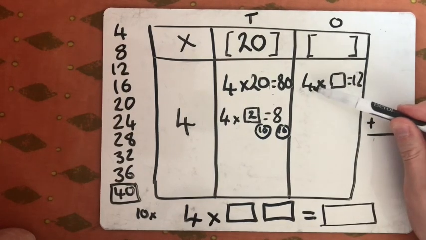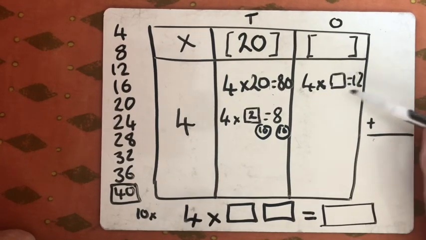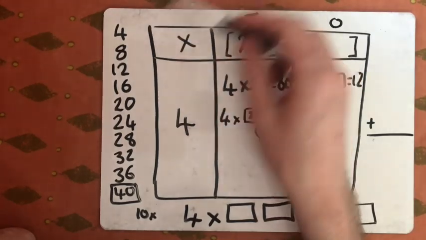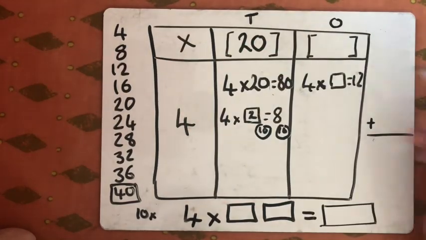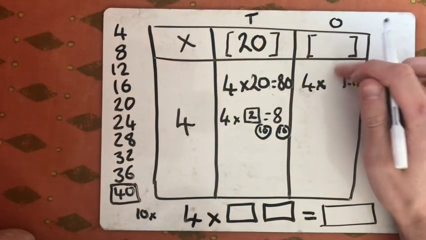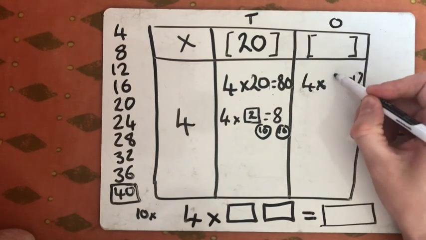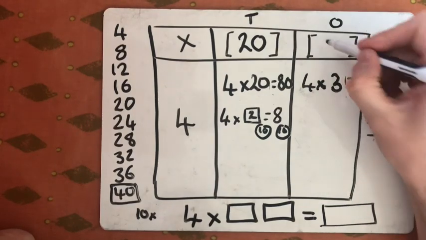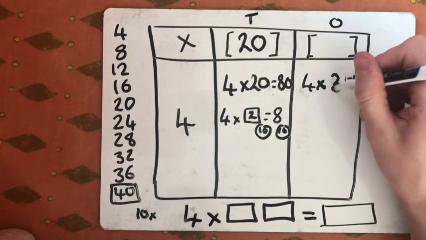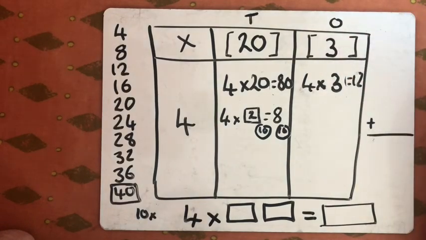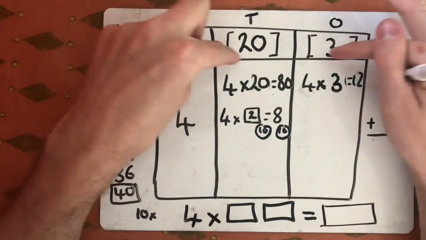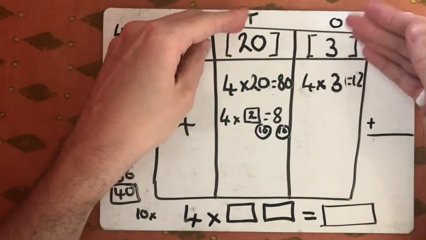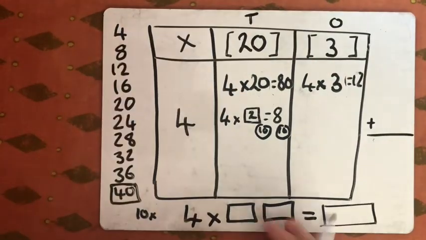In the ones column, I've got 4 times something gives me 12. Oh, there's 12. 1, 2, 3. 3 lots of 4 give me 12. So there's my 3. 4 times 3 gives me 12. And my 3 goes up the top there. Now, I partitioned these to start with to get these here. I'm now going to recombine them at the bottom.